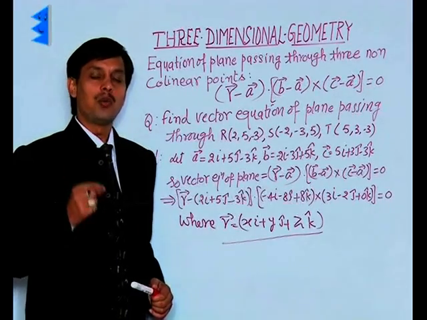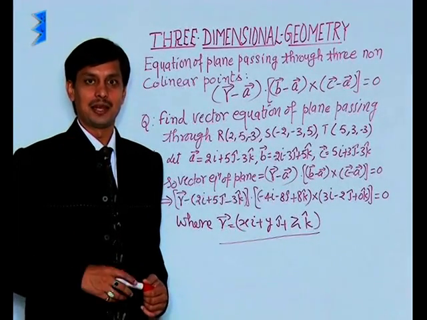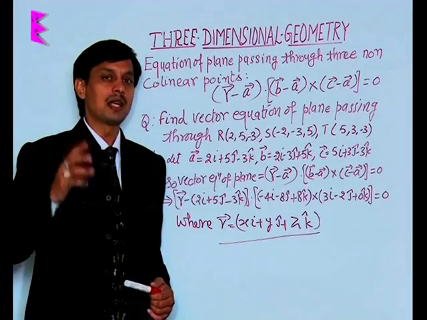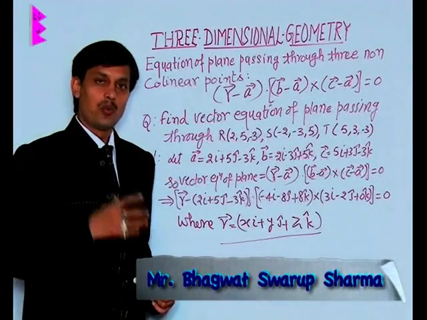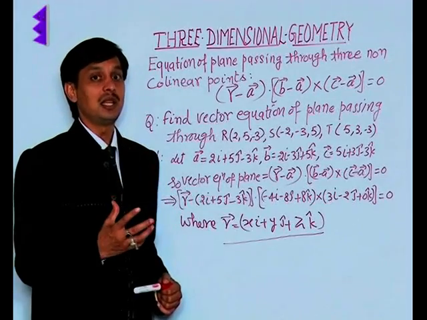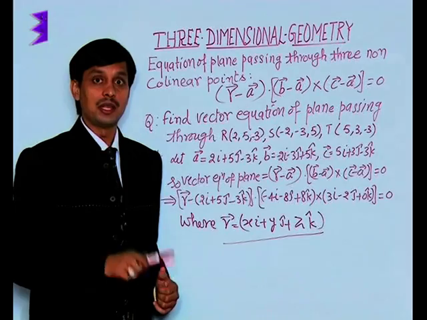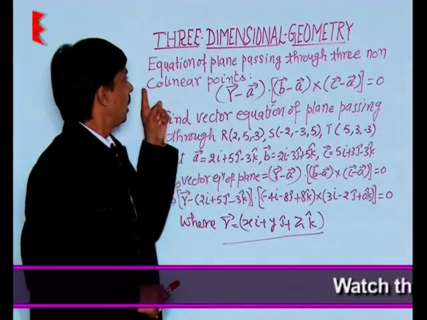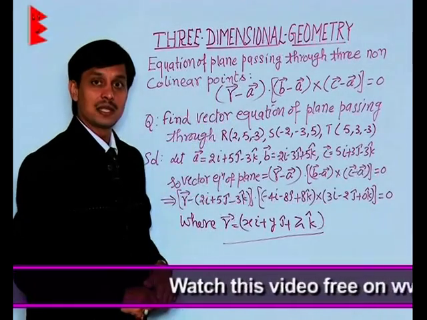Now, the method of finding the equation of the plane if it is passing through three non-collinear points. First, I am discussing how to find the equation of such a plane in the vector form. Equation of the plane passing through three non-collinear points.